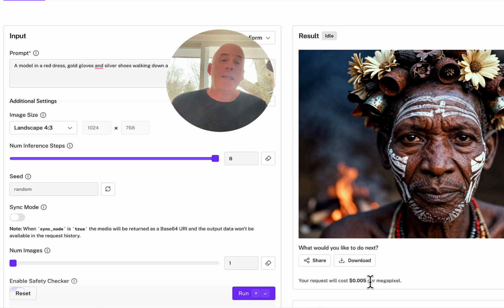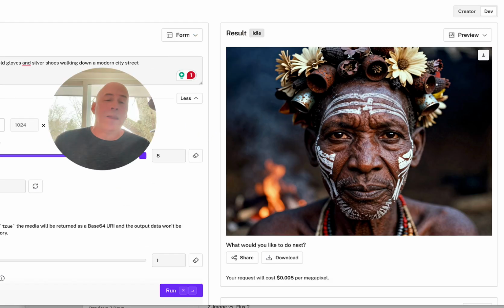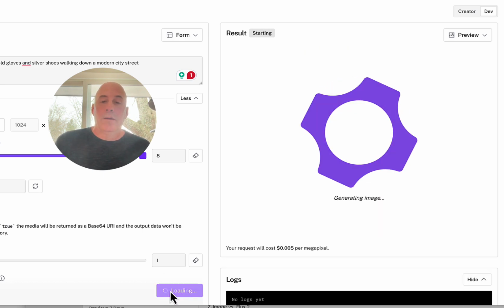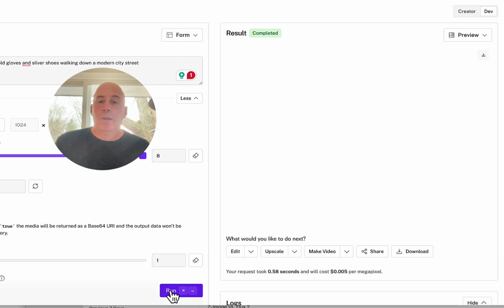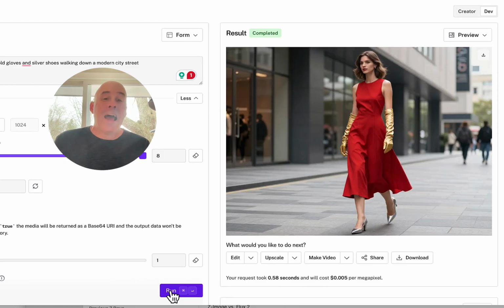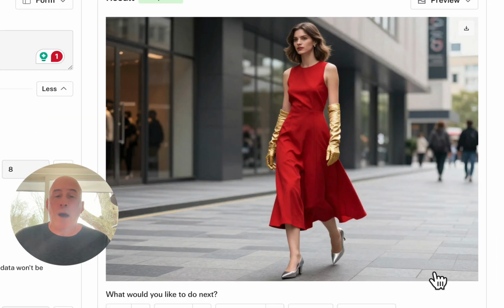So you will see other image generators that are based off of pixels, while others are based off of images. Like Nano Banana is 15 cents just straight up per image. So we'll have 1 megapixel and we'll do one image and standard 4:3, which is fine. Let's check it out. Run. And there it is. That was real time. That's how fast. And it's exactly what we wanted.